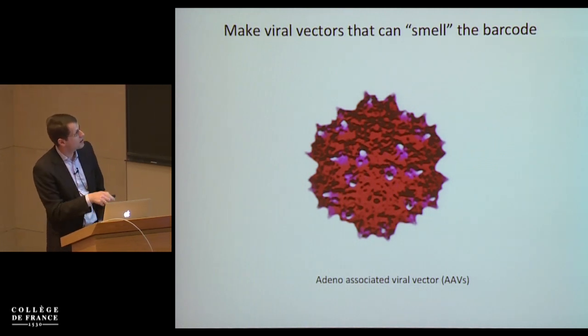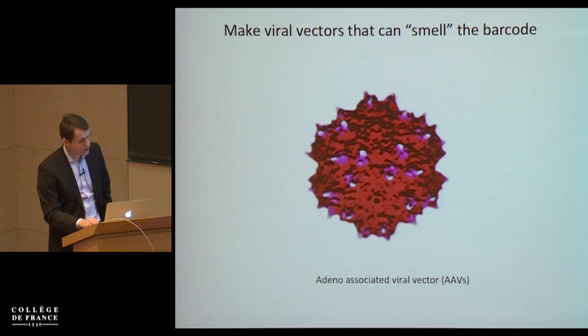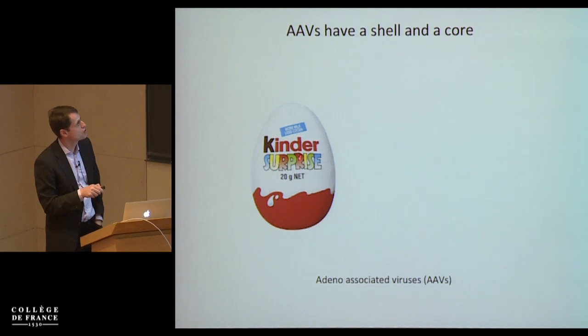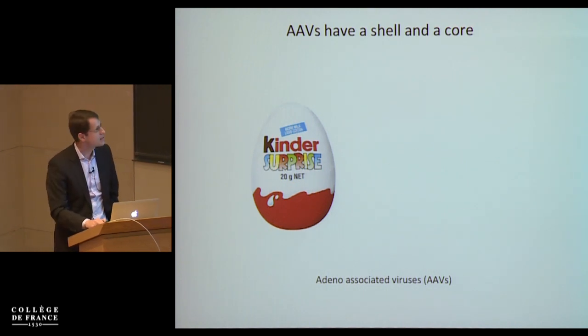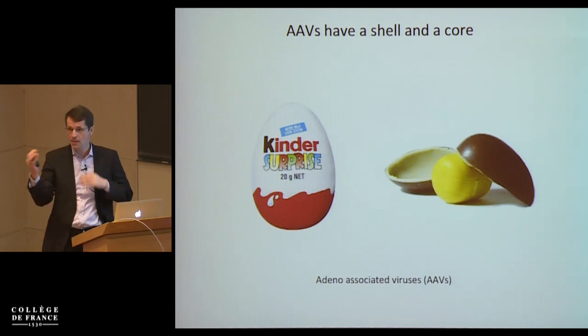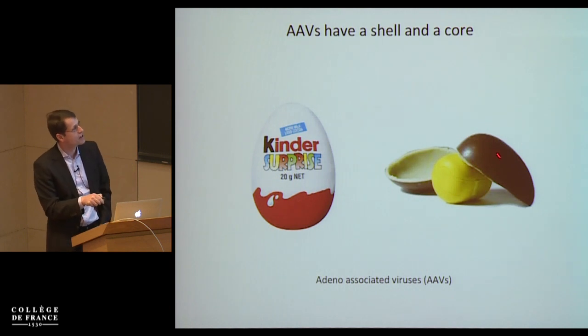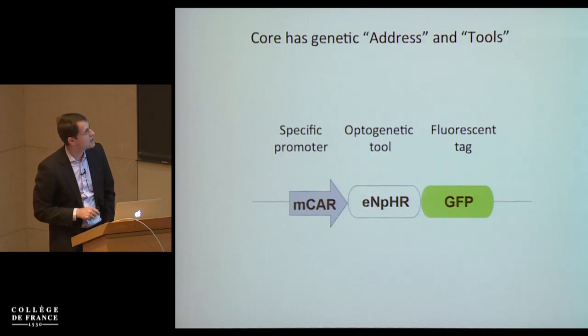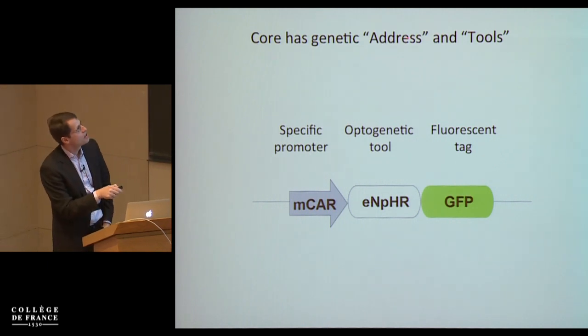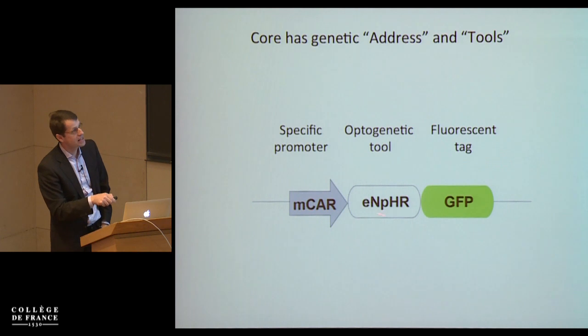If we look into these viral vectors, they really look like this famous German chocolate, which has an exterior, a shell, and a core. And you can engineer both separately, and Denise Dalcara is very well known for her extremely nice engineering of the shell. If you look at the core, we are working on engineering this core, and within the core you see a single DNA strand. And in this single DNA strand, you can put an address and some tools.